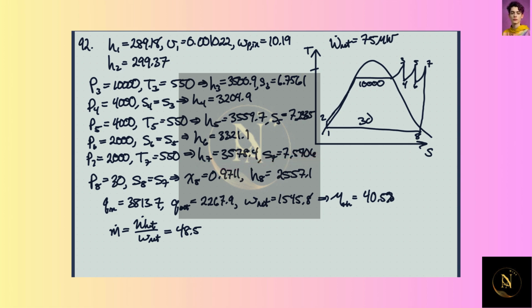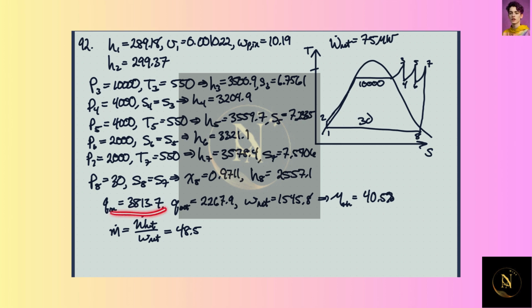Now we can look at 8 here, and we're down at 30 kilopascals, and we know that the entropy at 8 is the same as at 7. So we find that we have a quality of about 97%, and then we can also get the enthalpy at 8. And so with that, we have the enthalpy at all of our inlets and exits. So we can then look at the heat transfer in.